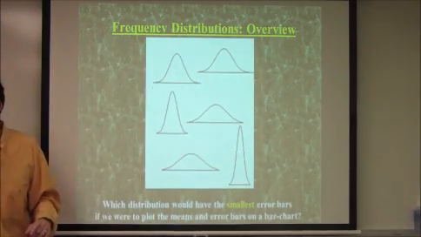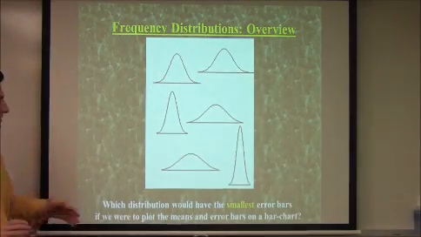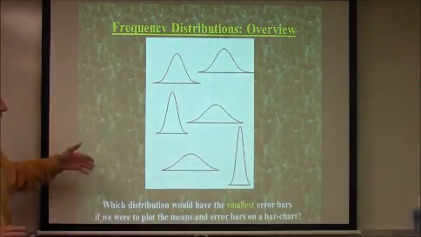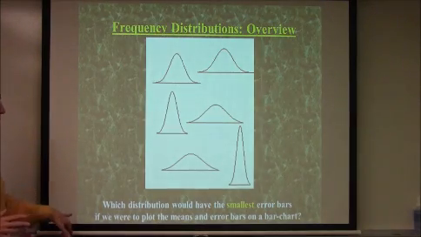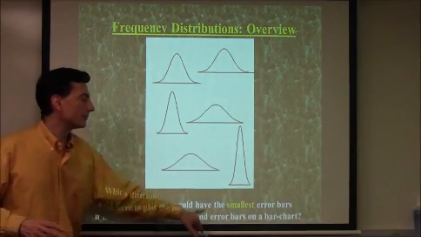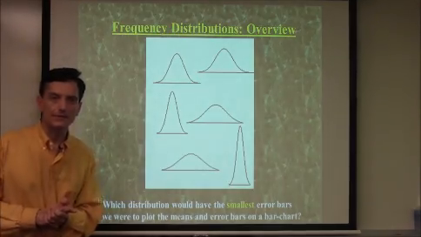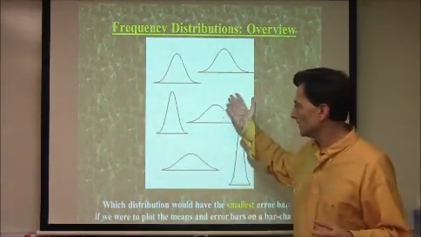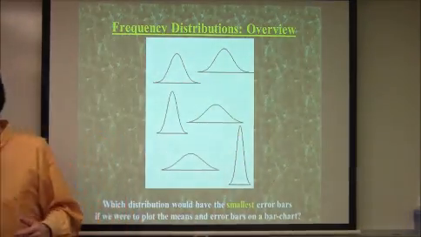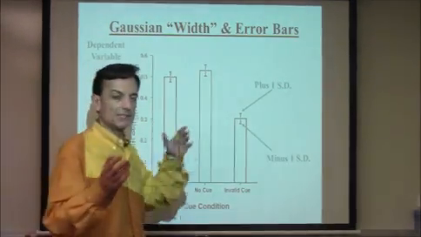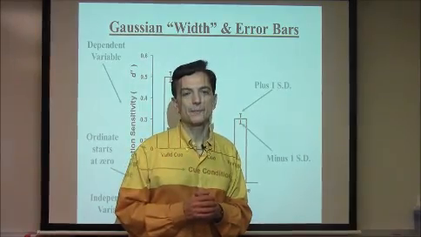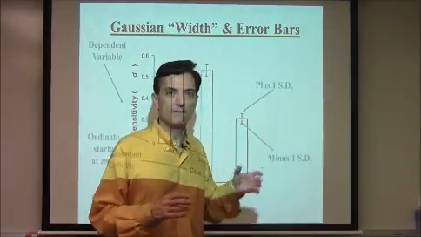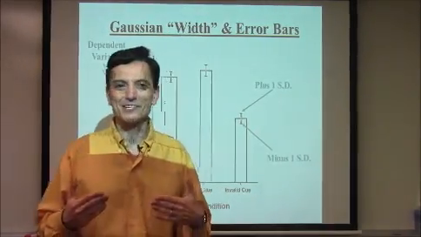Okay, we might ask this question: which distribution would have the smallest error bars if we were to plot the means and error bars on a bar chart? Okay, so this is usually something that some students find a little tricky. They can understand this kind of a graph, and they can understand this kind of a graph, but they sometimes have trouble seeing the connections between them.